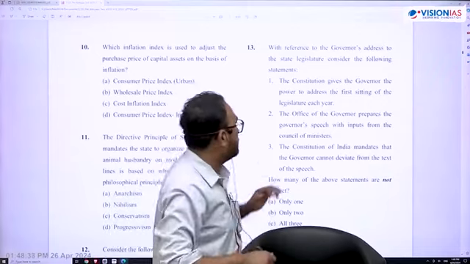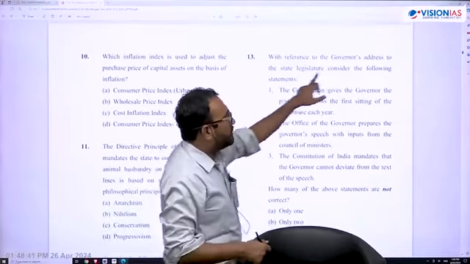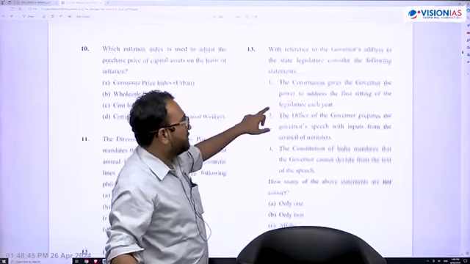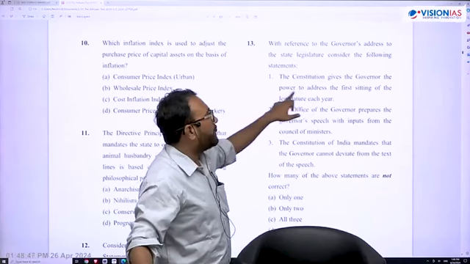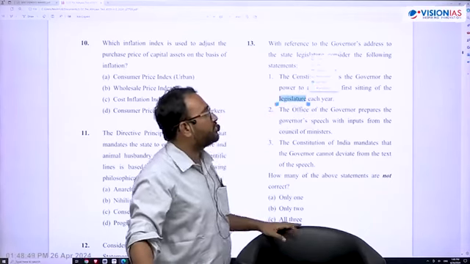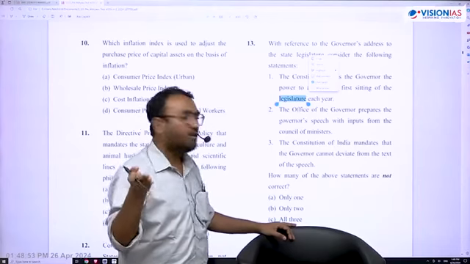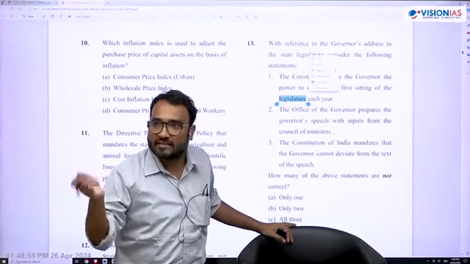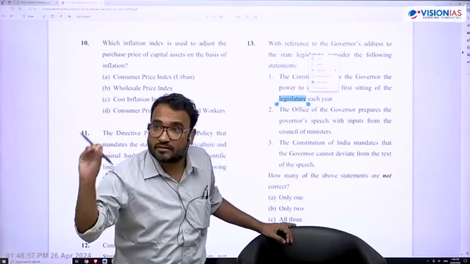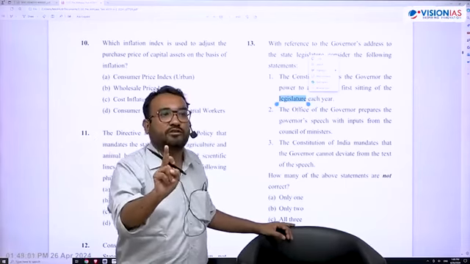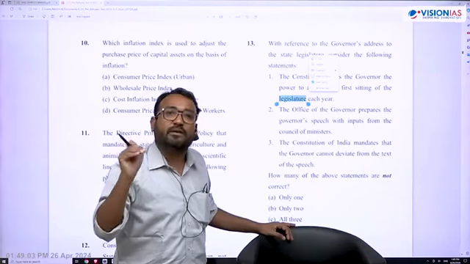Okay, let's see this. With reference to the Governor's address, Article 176, the state legislature, consider the following statement. The Constitution gives Governor power to address first sitting of legislature of each year. Yes, and the same power is also given to the President, Article 87 of the Constitution, but also you must read Article 86 of the Constitution. 87 and 86 are same but different.